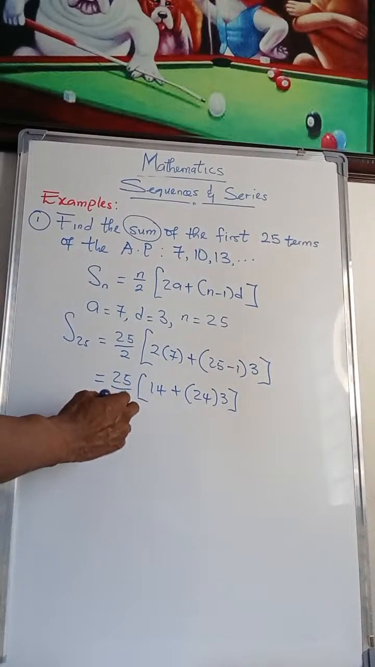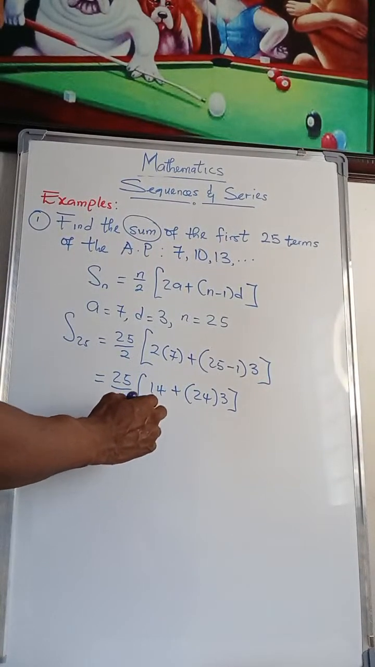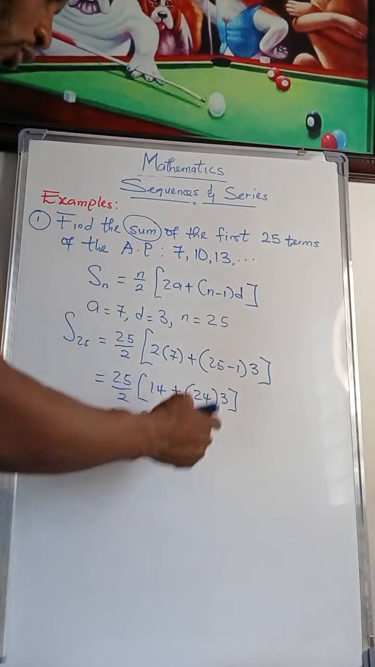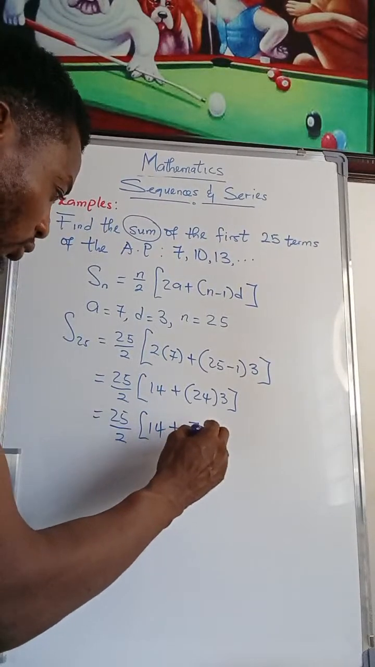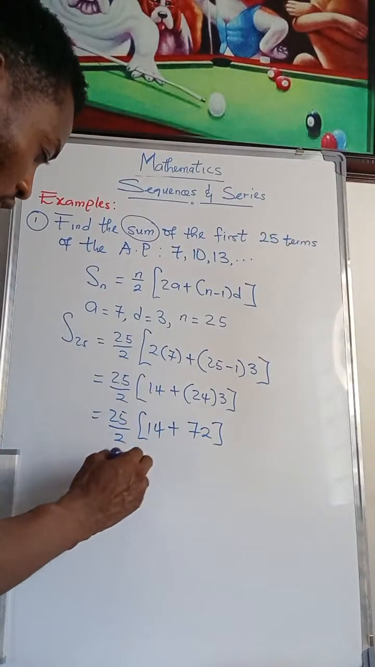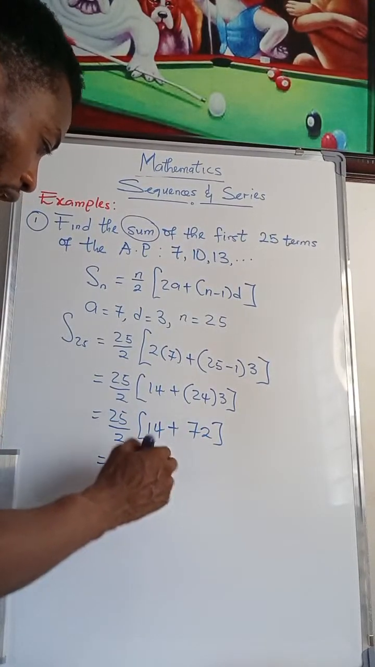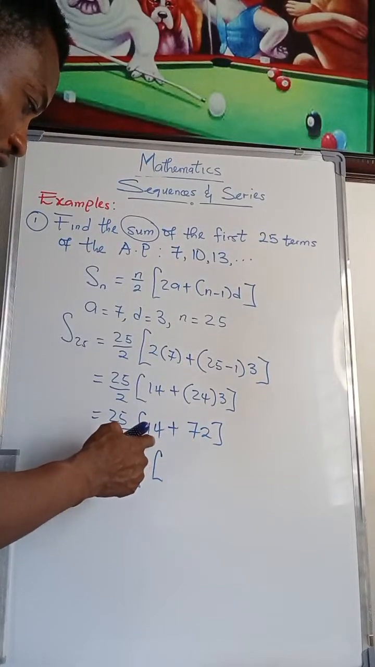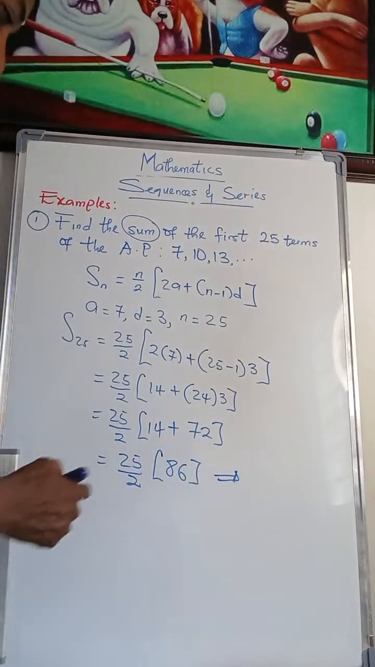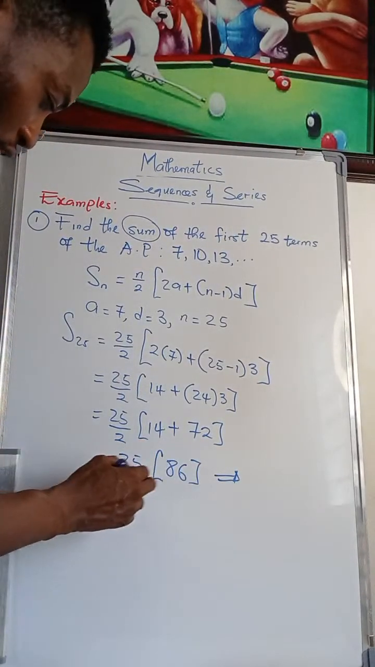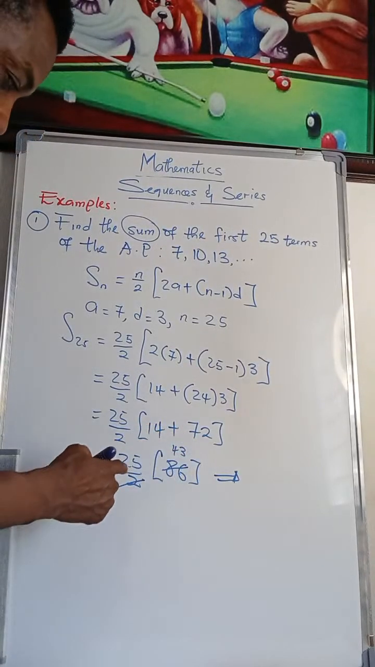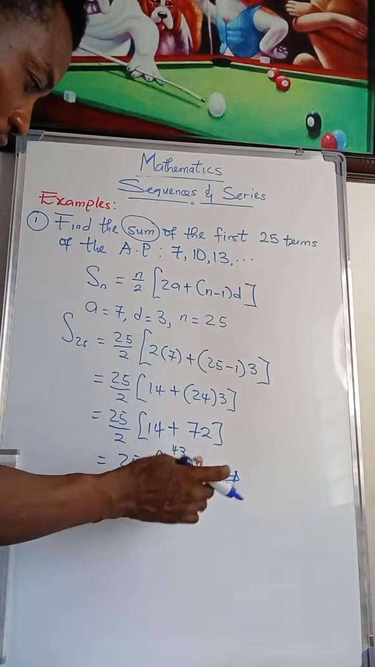All right, so we have 25 over 2, then 14 plus 24 times 3, which will give us 72. So we have this to be 72. Now by the time we add this together, we have 25 over 2, then we add 14 and 72 together, it gives us 86. From there, 2 can go into 86, so 2 into 86 is 43. And then we have 25 times 43.